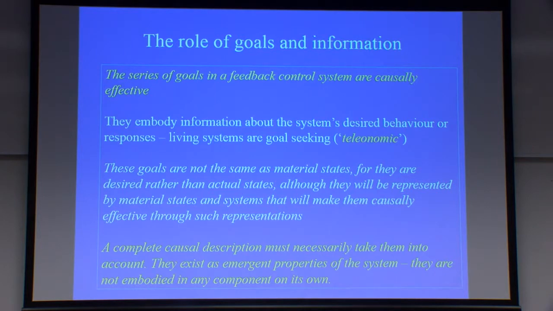Living systems are goal-seeking or teleonomic. These goals are not the same as material states, for they are desired rather than actual states. They will be represented by material states and by systems that will make them causally effective, but the goal itself is not a physical thing. A complete causal description must take these goals into account. They exist as emergent properties. They are not embodied in any component on its own.